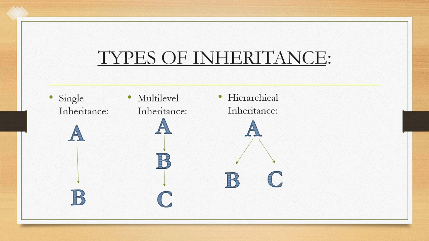In multi-level inheritance we have one parent class A, and B is a subclass of A. Now we have another class that is a subclass of B. Another type is hierarchical inheritance, where we have one parent class and two subclasses, meaning B is a subclass of A and C is also a subclass of A. It's just like one parent having two children, girl or boy, whatever.